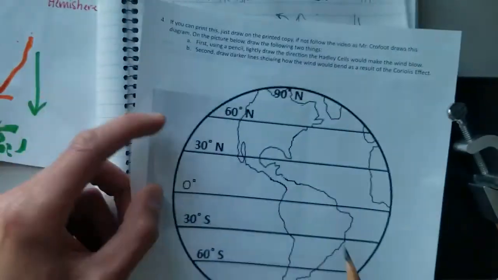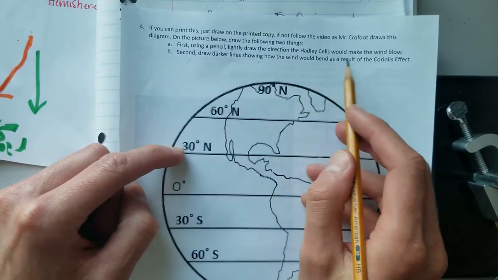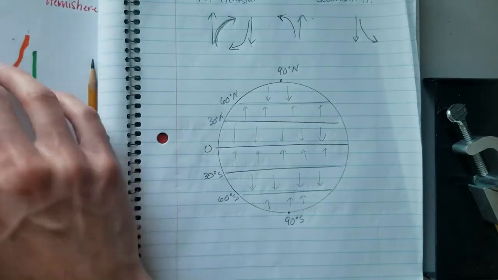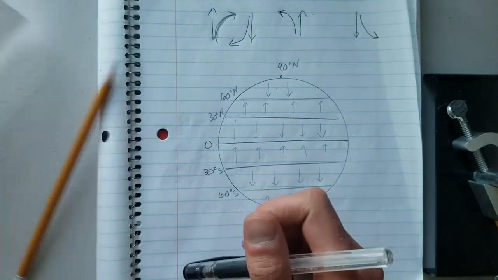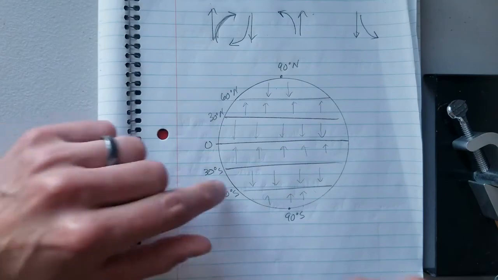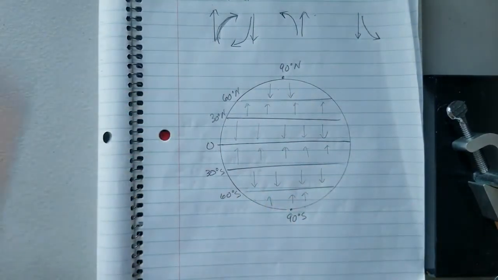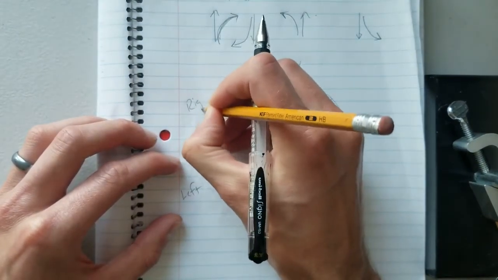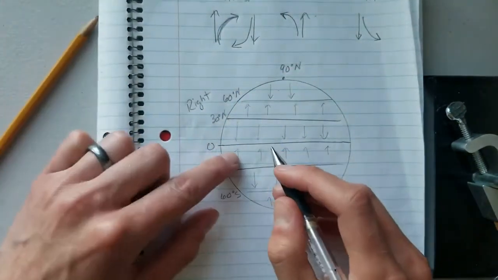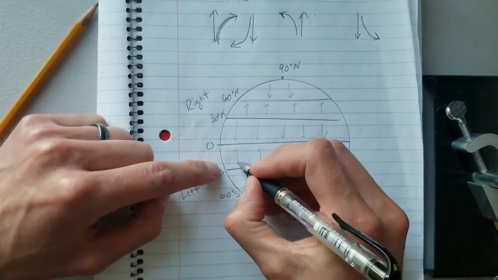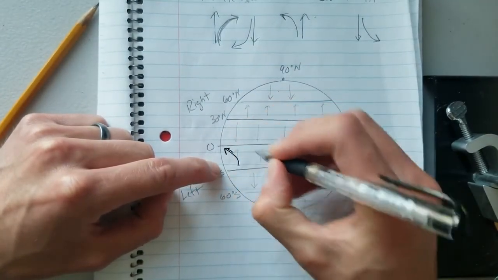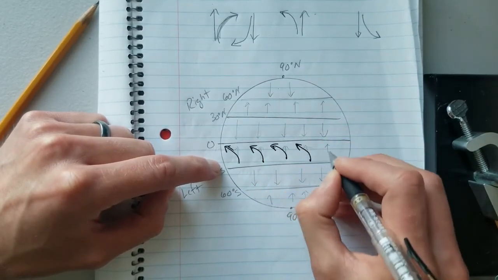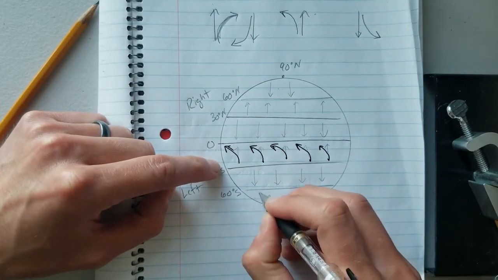The second thing, it says, now draw darker lines showing how the wind would blow or bend as a result of the Coriolis effect. So either use your pencil, but draw darker. We want to apply the Coriolis effect. Remember, things down here curve to the left, things up here curve to the right. For the ones that are pointing up, that's really easy. I'm going to curve these to the left. These curve to the left as well.